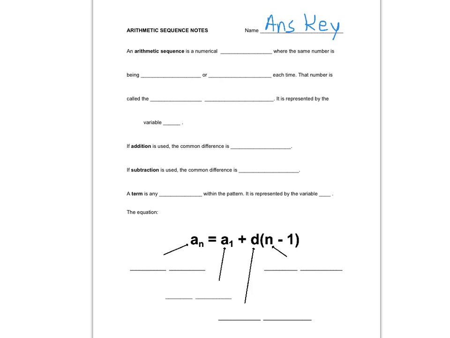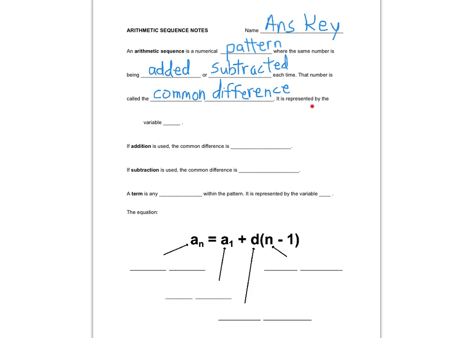Try to fill that in. Otherwise, at the beginning here, an arithmetic sequence is a numerical pattern where the same number is being added or subtracted each time. That number is called the common difference. It is represented by the variable d. If addition is used, the common difference is positive. If subtraction is used, the common difference is negative.